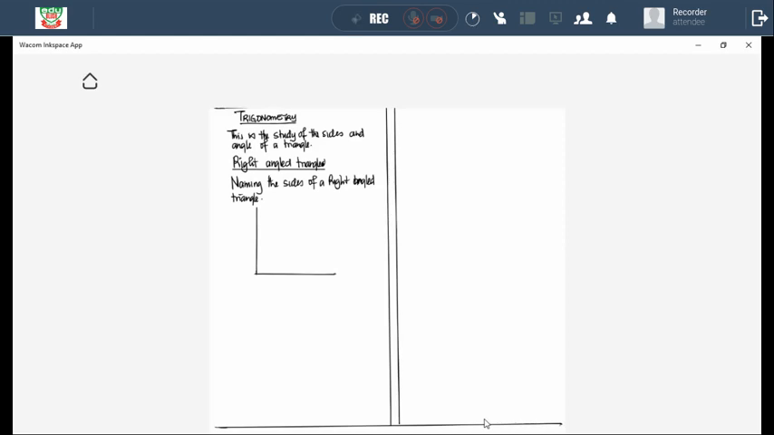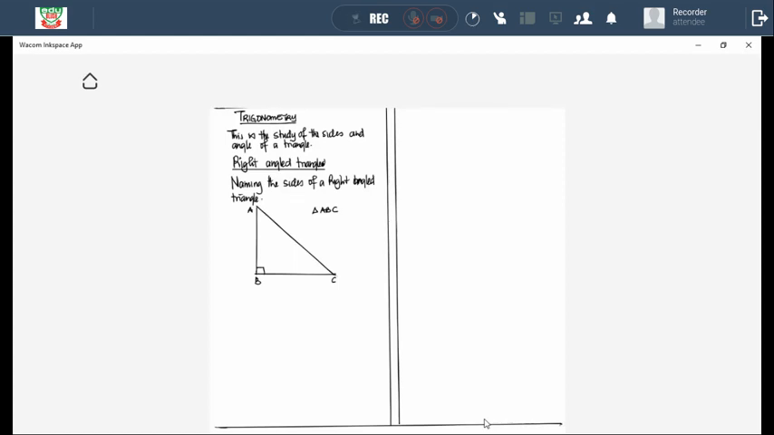If you draw a right-angled triangle, there is my right-angled triangle. Call this triangle A, B, C. So this is triangle A, B, C. Now, with triangle A, B, C, there are three sides: side AB, side BC, and side AC. I'm trying to name these three sides.